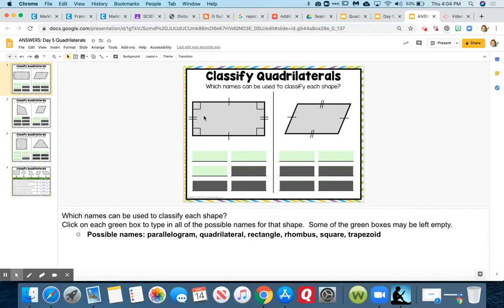So our first shape here has 4 right angles and 2 sets of parallel sides. So I know that it is a rectangle. And remember, we know it has 1, 2, 3, 4 sides, so it's also a quadrilateral. And we know it's not a rhombus because it doesn't have equal sides, or a square. And it's got 2 sets of parallel sides, so it's not a trapezoid. The other thing is, it is a parallelogram.